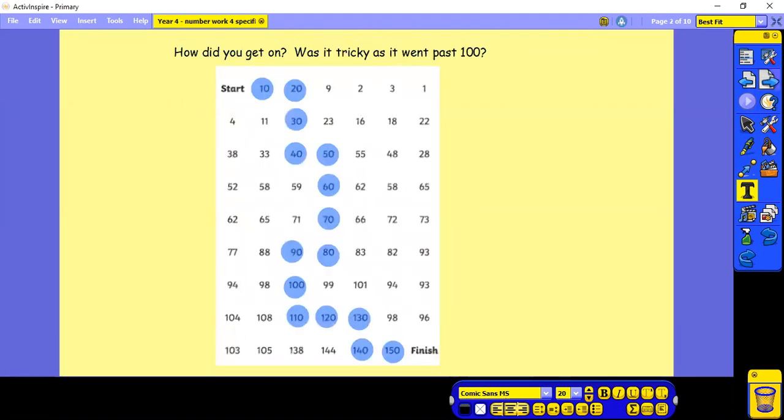So how did you get on? And was it tricky? Because it did go past 100. So here's how I did. So here you can see my path through the maze till the finish.